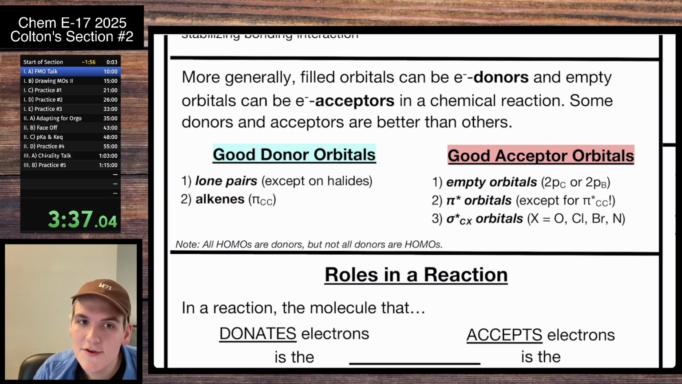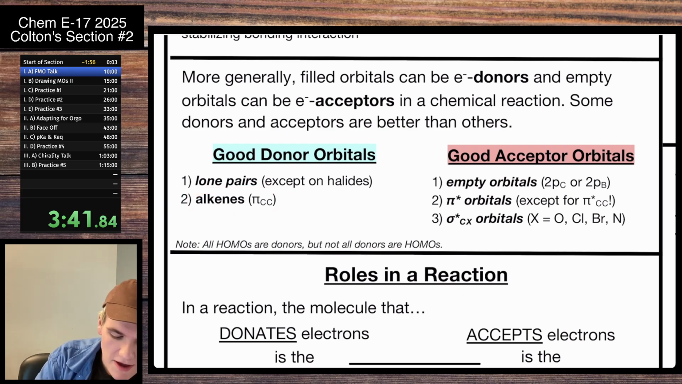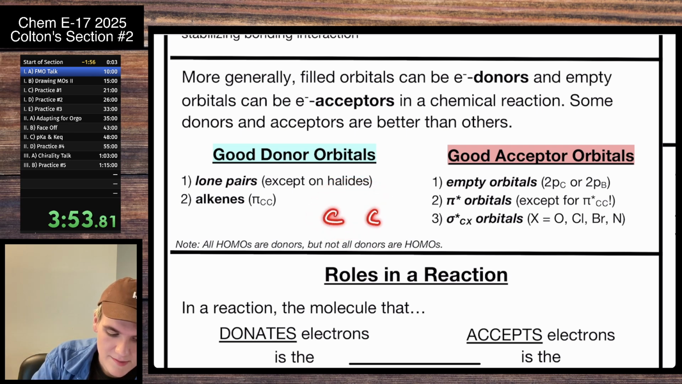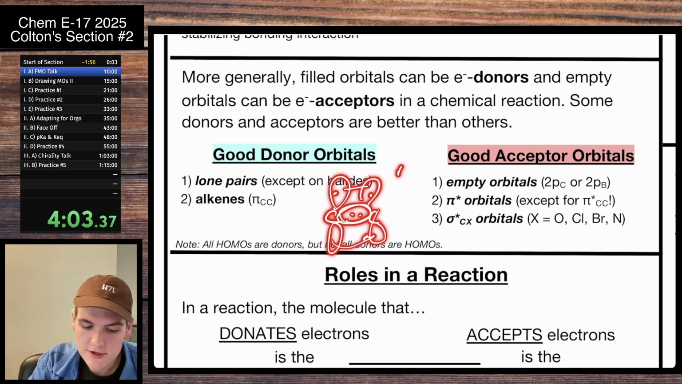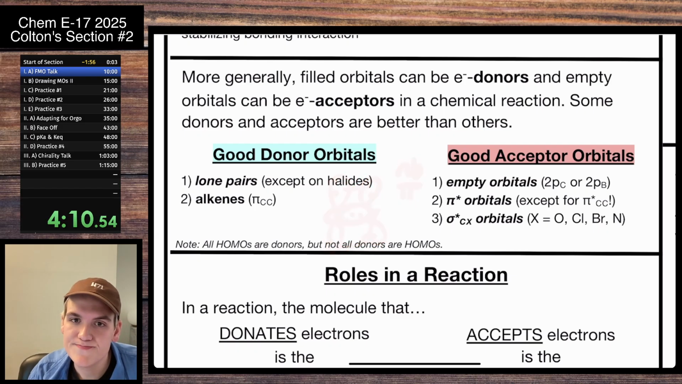And then our second good donor that we have are alkenes, carbon-carbon pi bonds. Because think about an alkene as you have two carbons, and in a double bond, you have essentially 4 electrons all occupying the same general space. Of course, we have the sigma bond between them, and then we have the pi bond above and below. But this is a buildup of electrons in one spot. It is also in our energy level, the MO that's right under non-bonding. So pi carbon-carbon bonds are also going to be good donors.